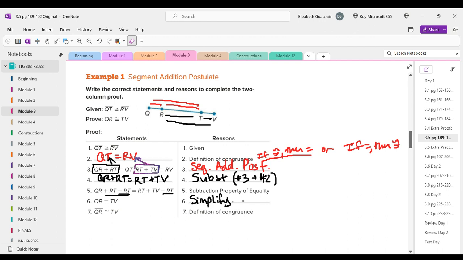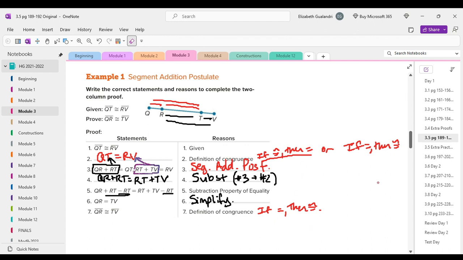So this is a simplify step. Again, you have a few options here. You can say combine like terms. You can say simplify. You can also technically say substitution. It's not my favorite, but you can say it. And then lastly, once we get to QR equal to TV and we want QR congruent to TV, well, we switch that. So this one is definition of congruence, or if you wanted to do an if-then, if equal, then congruent is the way that that one would go.